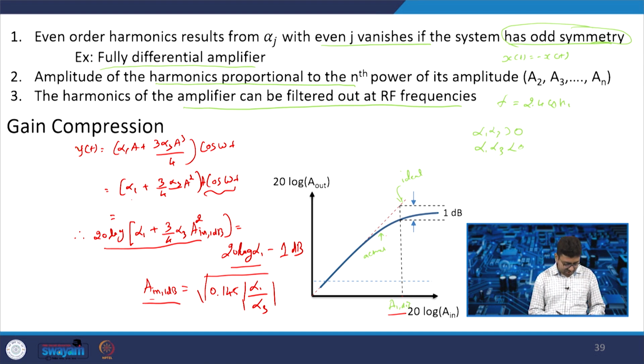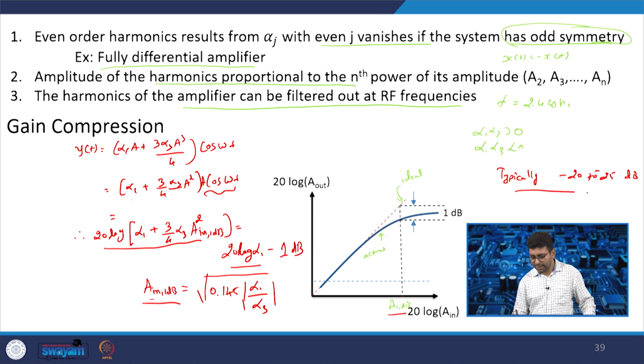The typical value of this 1 dB compression point will be around minus 20 to minus 25 dB according to the requirement, and that can be improved based on the circuit design or by using some feedback topologies.